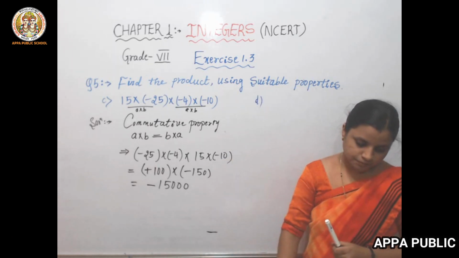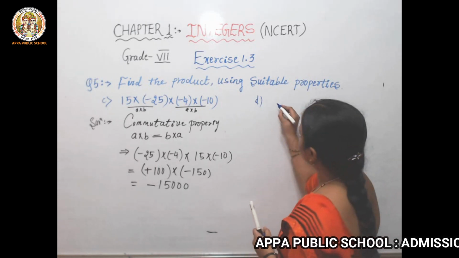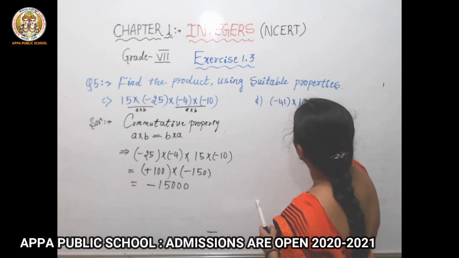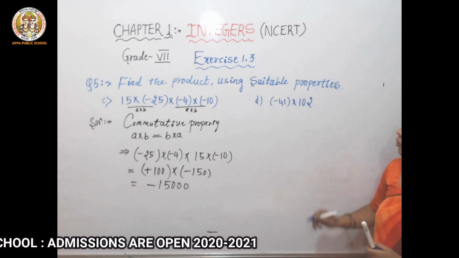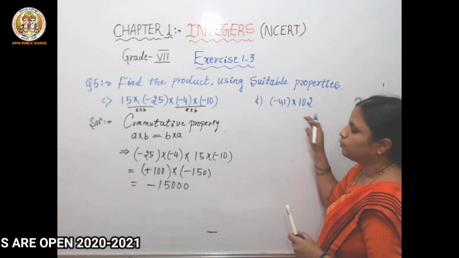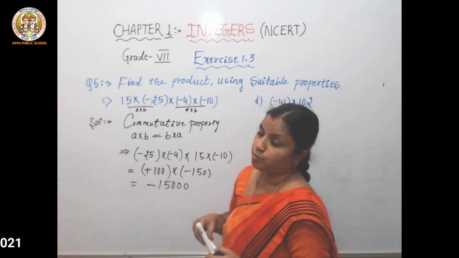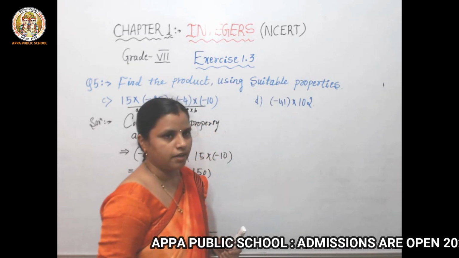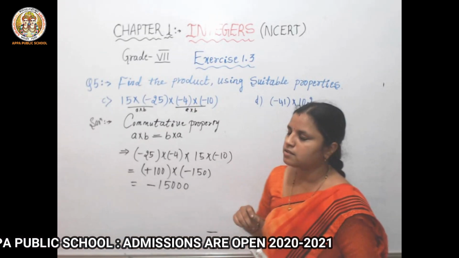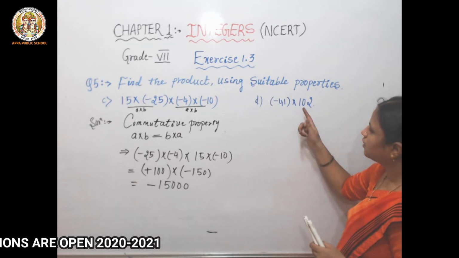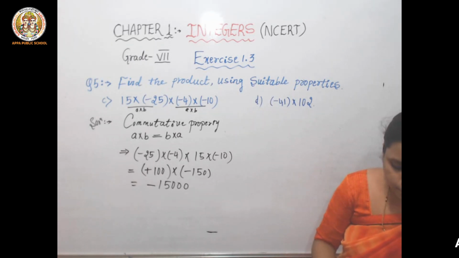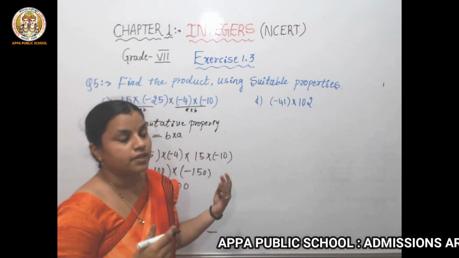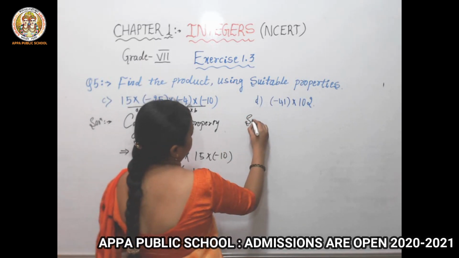In the next one, D, the question asks minus 41 into 102. Minus 41 into 102. Here also A into B, like you can use the commutative property. But instead of the commutative property, as 102 is nearer to 100, we will split this 102 as 100 plus 2. Okay? This 102 is written as 100 plus 2. So if we write that as 100 plus 2, then in that case we can use the distributive property.